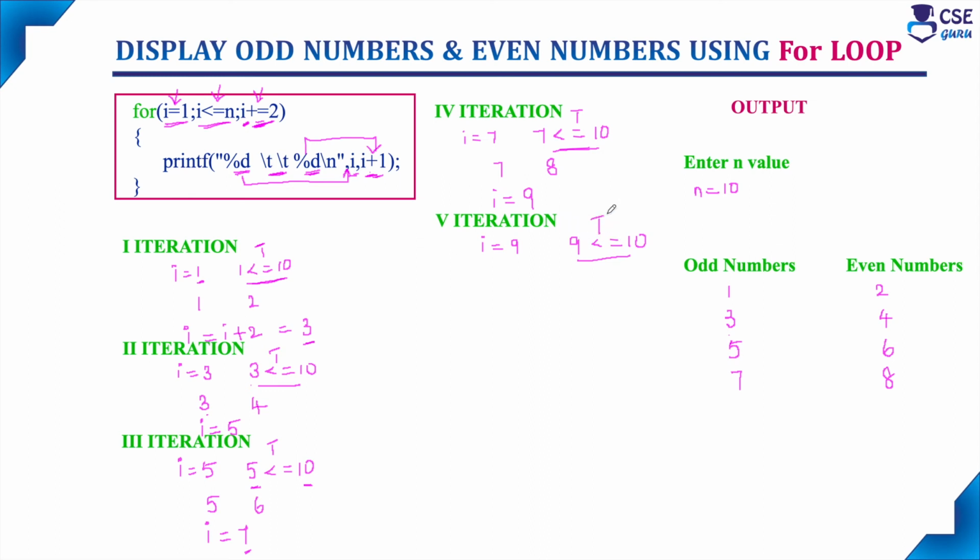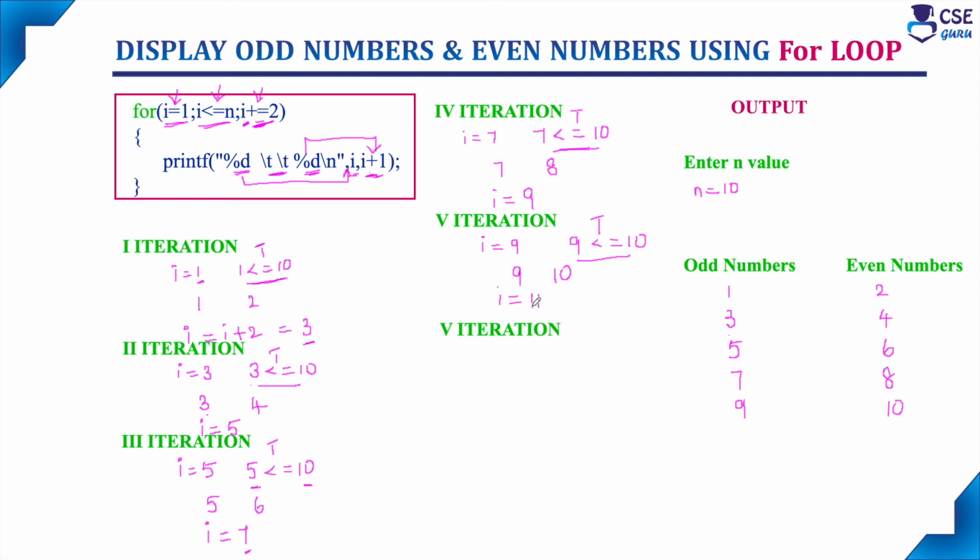Condition true. And it will allow the body of the loop to execute once. And it will print I value and I plus 1 value. So, I value is nothing but 9. I plus 1 value is 10. So, in the output screen, it will print 9 and 10 for this iteration. And next, at the end of the body of the loop, I will get updated by 2. So, 9 plus 2, it is 11. Now, I value is 11.